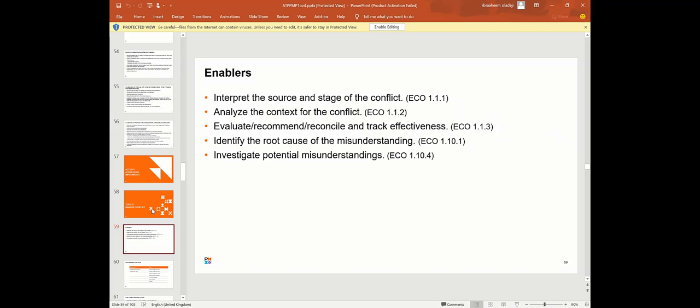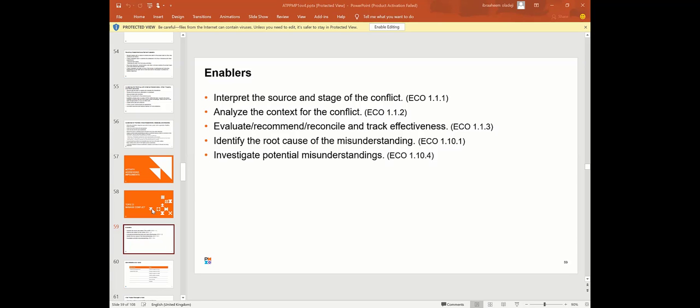So let's move on to the next task of managing conflicts. Mr. Ayo, do you mind reading this list of enablers to us? Okay, enablers: interpret the source and stage of the conflict, analyze the context for the conflict, evaluate, recommend, reconcile, and track effectiveness, identify the root cause of the misunderstanding, investigate potential misunderstandings.